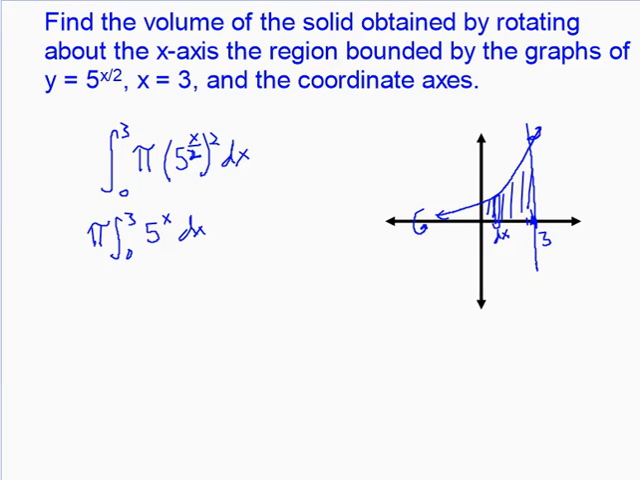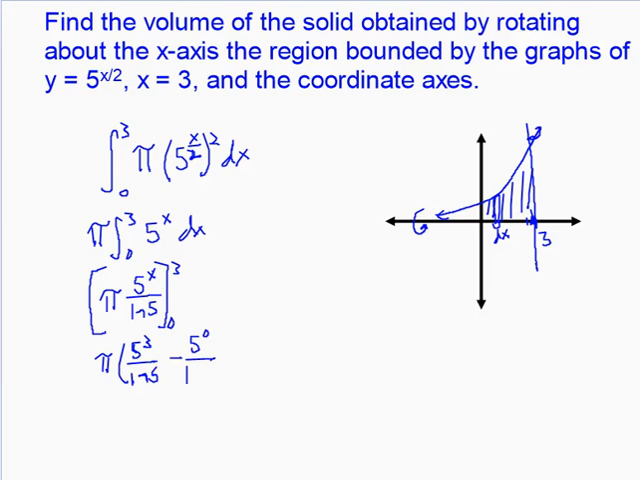And we just learned that the integral of an exponential is, so we still have our pi, and this is 5 to the x over the natural log of 5, and that's going to be evaluated from 0 to 3. So we have pi times 5 cubed over the natural log of 5, minus 5 to the 0 over the natural log of 5.